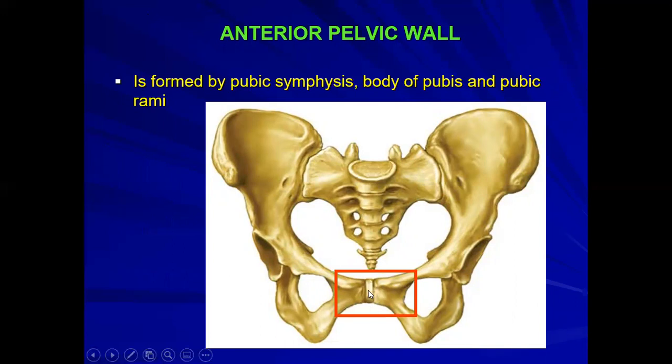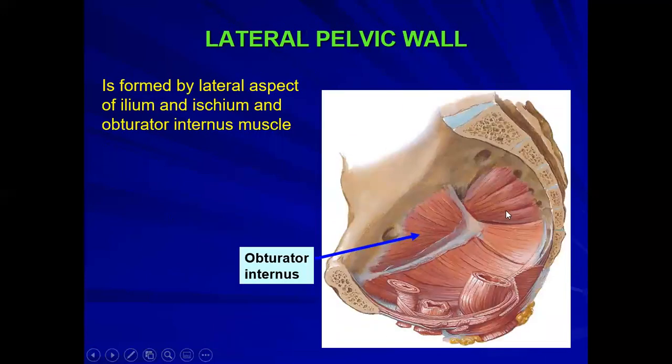Not only that, we also have the body of the pubis. This is the body of the pubis that also forms the anterior pelvic wall, and also the pubic rami: the superior pubic ramus and also the inferior pubic ramus. This part forms the anterior pelvic wall. How about the lateral wall? The lateral wall is formed by the lateral aspect of the ilium, the ischium, and also the obturator internus muscle.